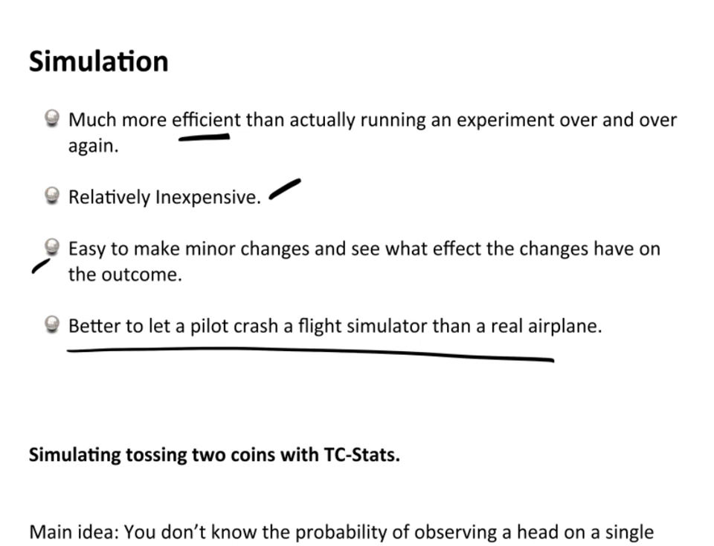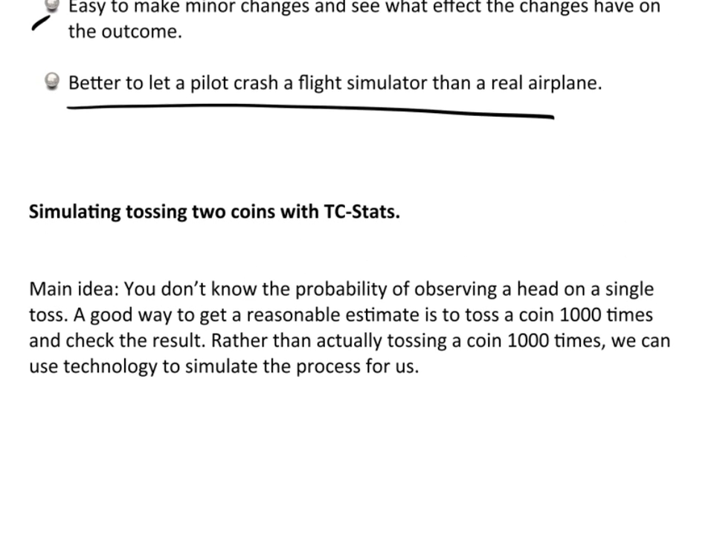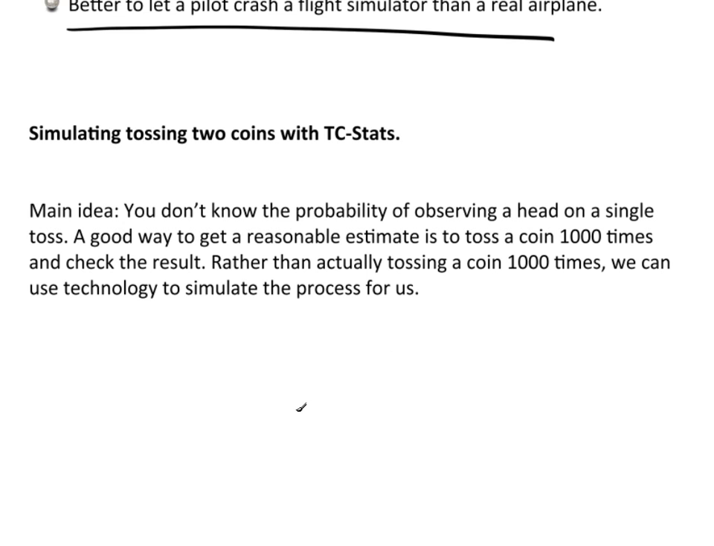Okay, so let's start off with a simple example here. I want to simulate tossing coins, and I'm going to use TCstats to do this. Here's the idea. You don't know the probability of observing a head on a single toss. I'm going to do this both as a single coin and two coins. So I'm going to actually do two simulations for you here in just a moment.